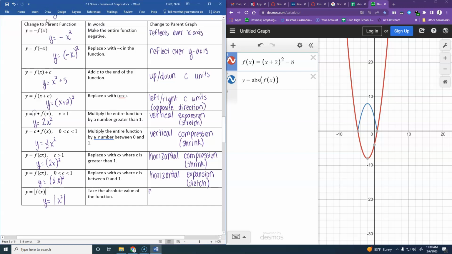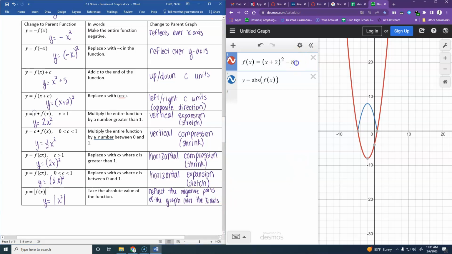So it's going to reflect the negative parts of the graph over the x-axis. But it leaves the positive parts alone, right? Because with absolute value, everything would be positive.